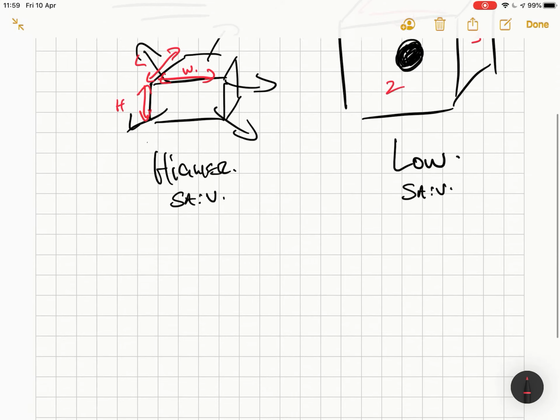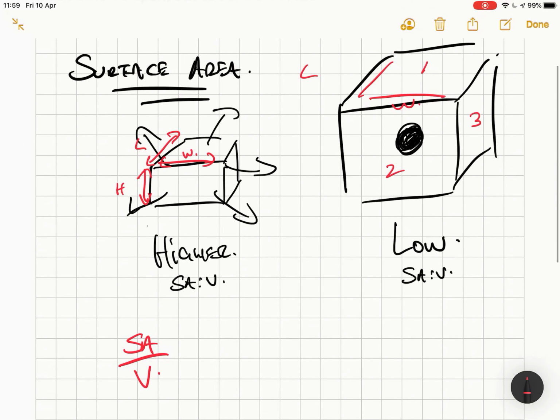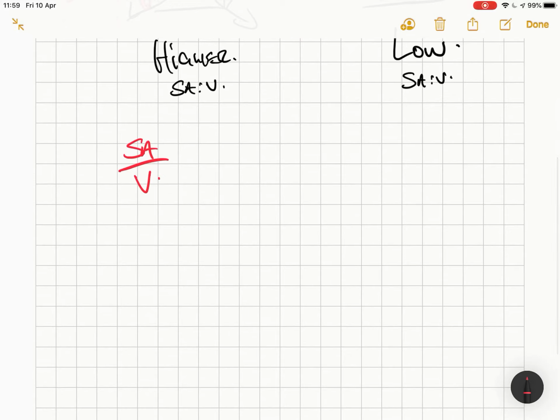So to work out the surface area to volume ratio, what we're going to do is the surface area divided by the volume. Okay, so let's imagine that all of the lengths on this cube here are 1 centimeter. This cube, they've got to all be equal. And let's imagine here, this looks like it's about 3 times the size. So let's say these are all 3 centimeters in length.